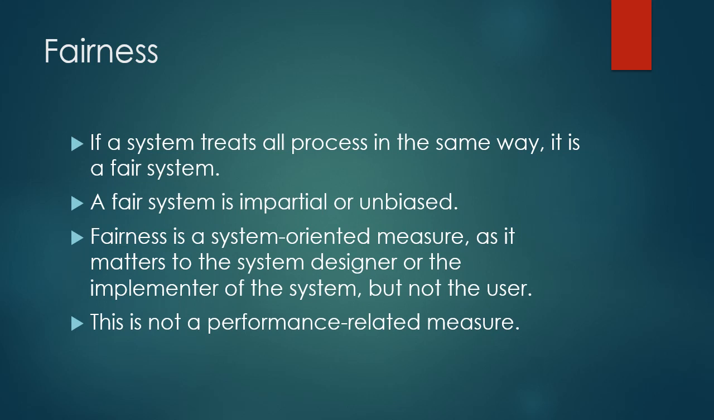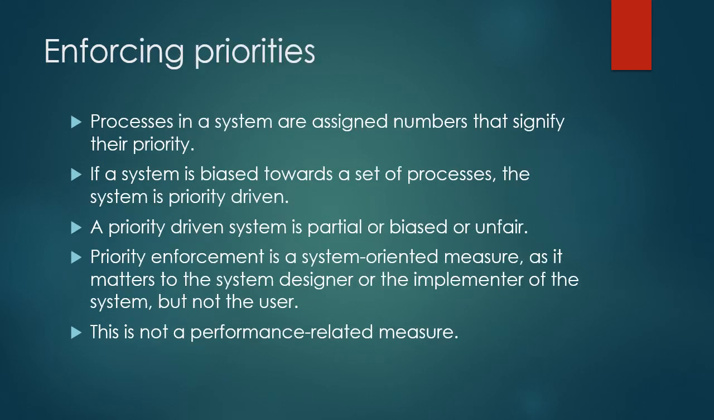A fair system is impartial or unbiased. Fairness is a system-oriented measure, as it matters to the system designer or the implementer of the system, but not the user. The user does not care if a system is fair as long as he gets his job done. This is not a performance related measure. We cannot measure how fair a system is. Fast systems may be fair or unfair. Speed has nothing to do with fairness.